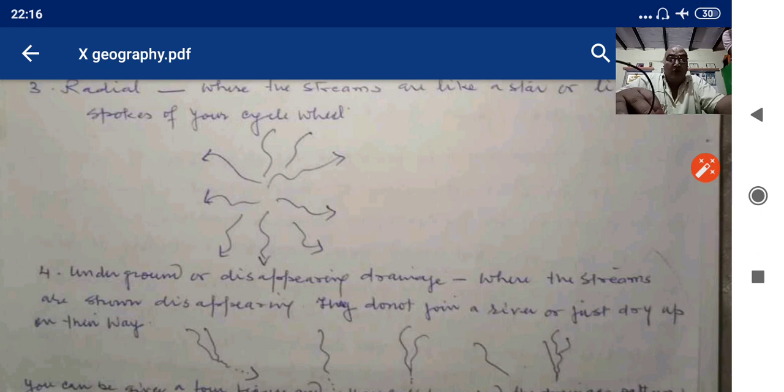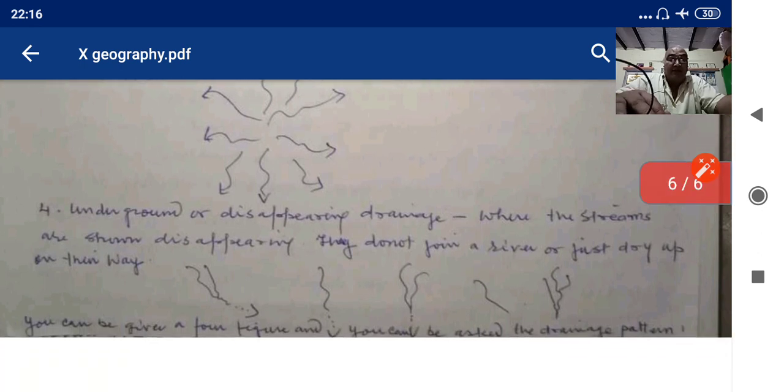4th is also very important, that is known as underground or disappearing drainage, where the streams are shown disappearing. They do not join a river or just dry up on their way. The different examples I have shown you. The dot shows that the stream has dried up. So here we have the presence of underground or disappearing drainage pattern.